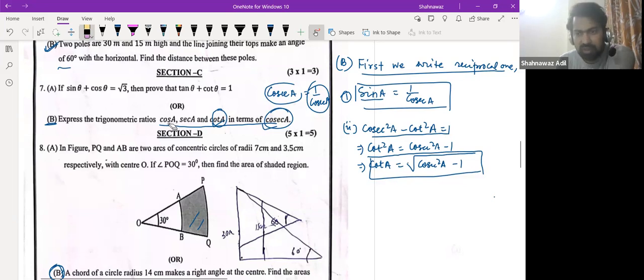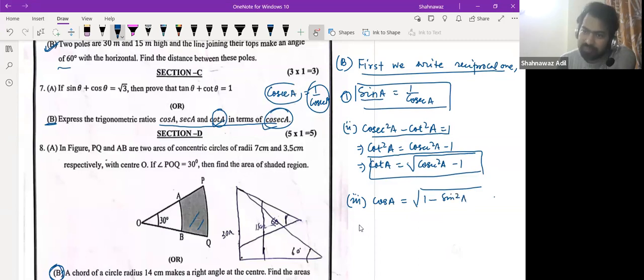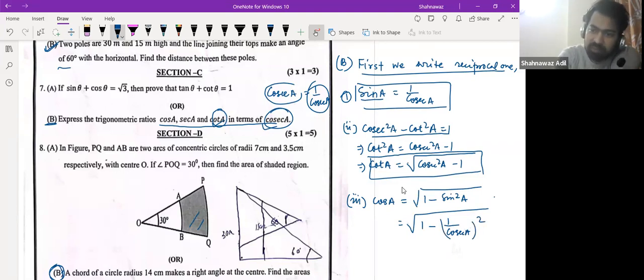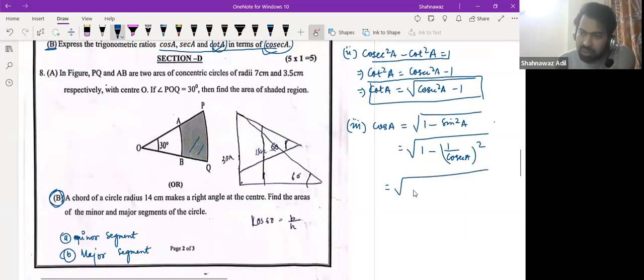Right? So how much is cos A? Cos A is root of 1 minus sine square A, right? Then we can write, because we already have the sine A value, 1 by cosec A square. So this would be 1 minus 1 by cosec square A. Now, what is the next step?